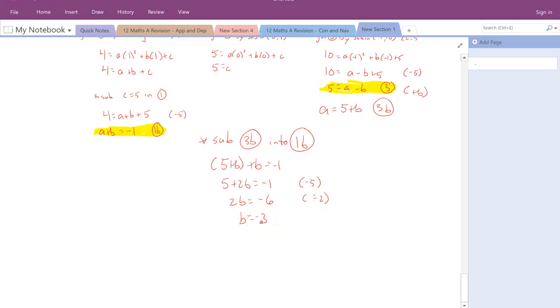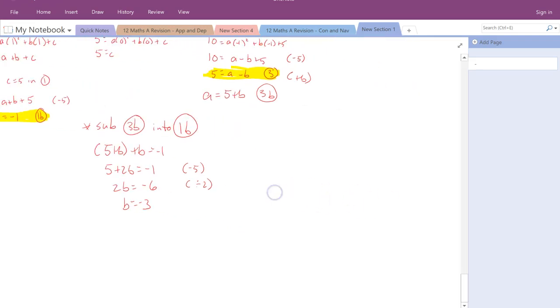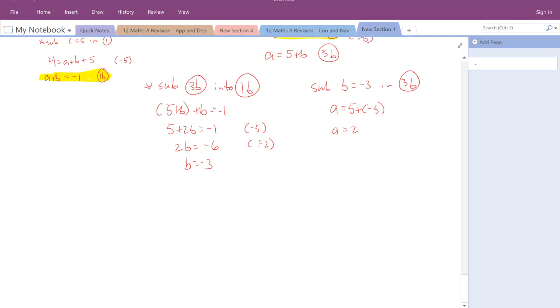Now I can sub this back into either one, but I'm going to sub it back into 3b. So I'm going to sub b equals negative 3 into equation 3b. So a equals 5 plus negative 3, so a equals 2. Now I have a, b, and c, so therefore y equals 2x squared minus 3x plus 5.